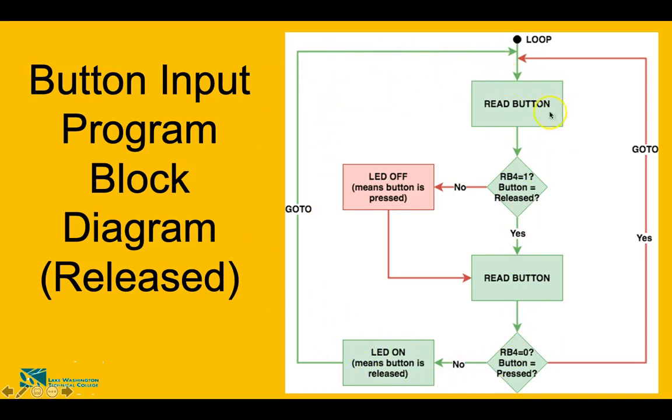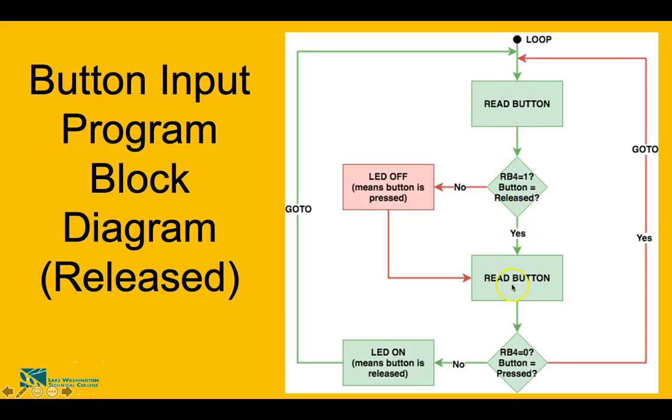So read the button again, and then I've added these two extra instructions because sometimes students get confused. I've added these few more blocks to help understand this program. So: read the button, RB4 equals 1, button equals release, yes or no.